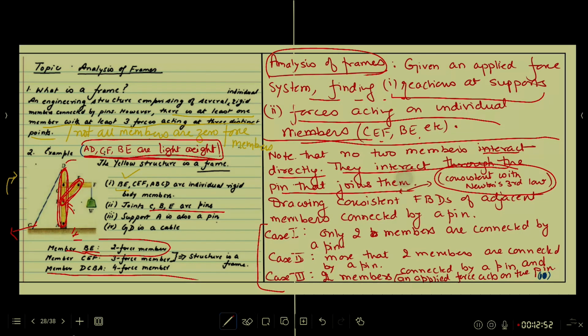Case 1 is only 2 members are connected by a pin. Case 2, more than 2 members are connected by a pin. And case 3, 2 members are connected by a pin and an applied force acts on the pin.